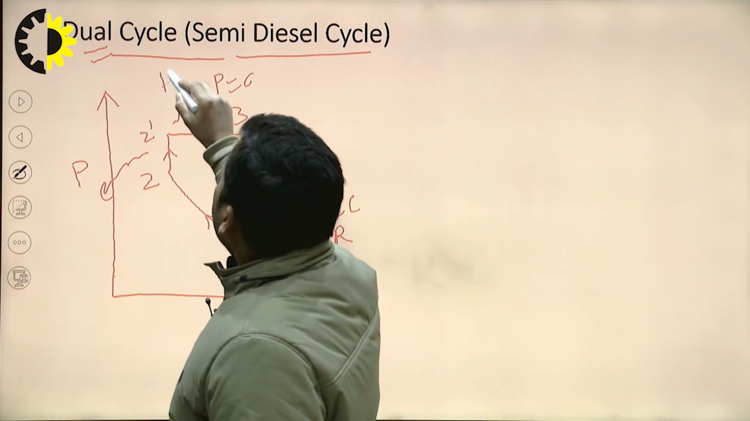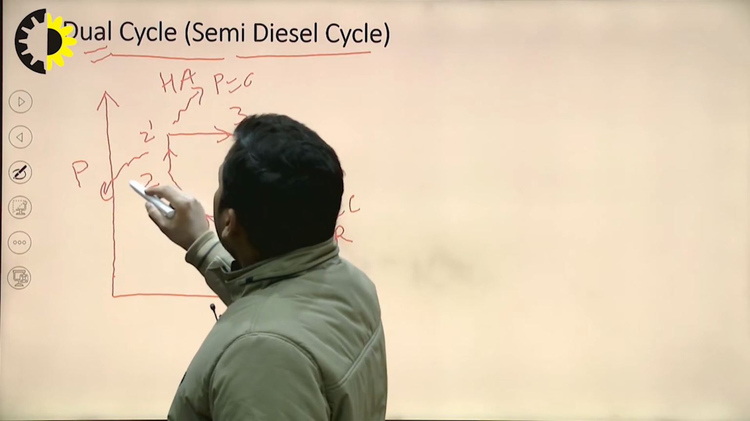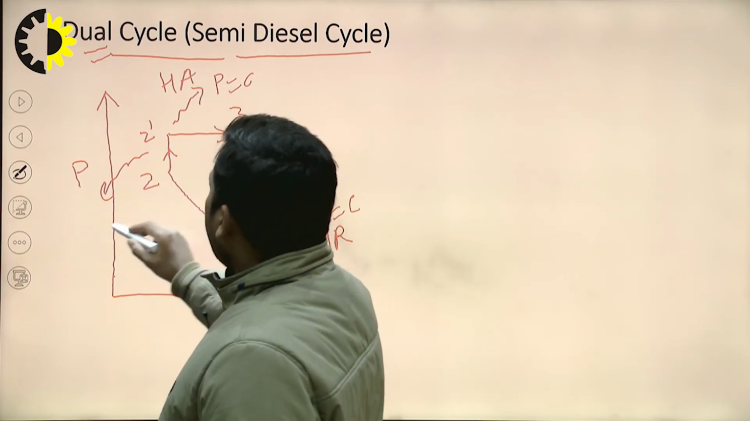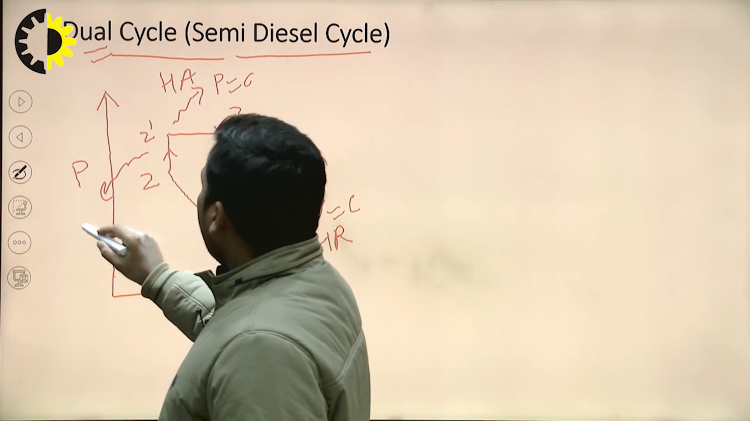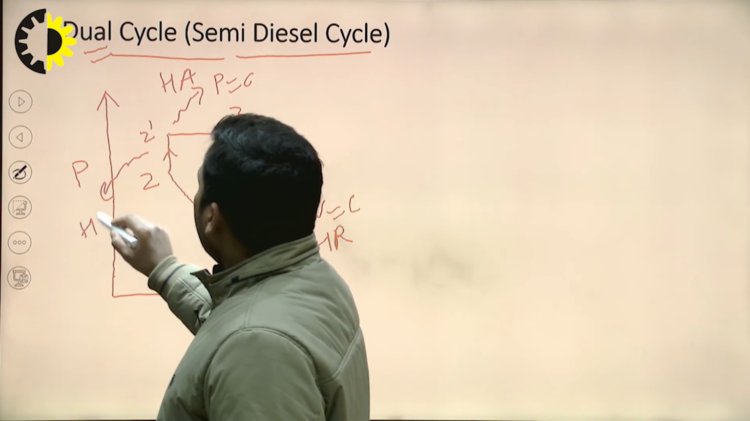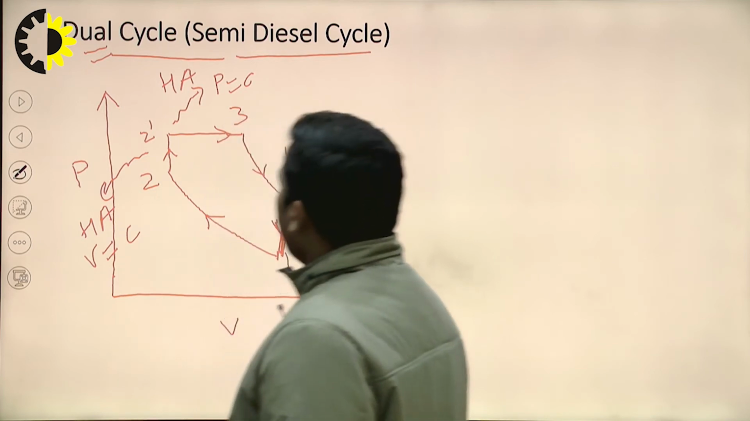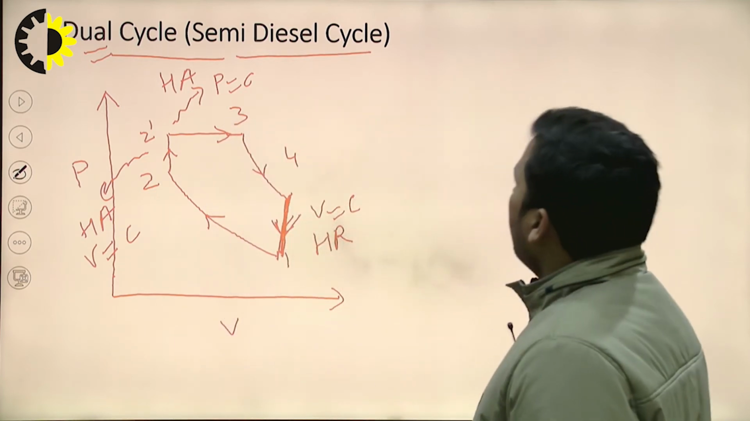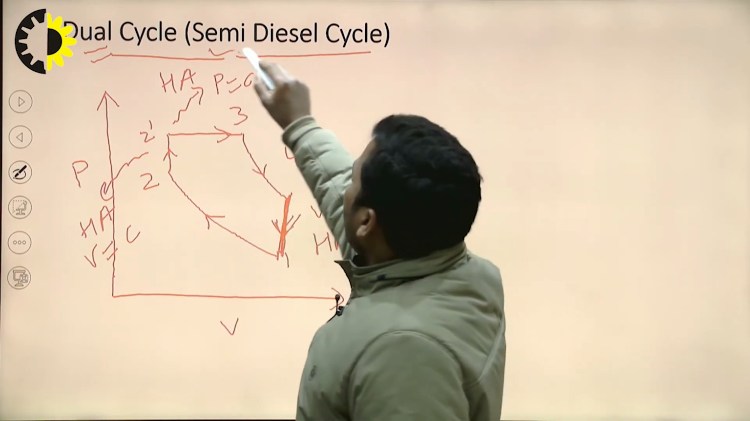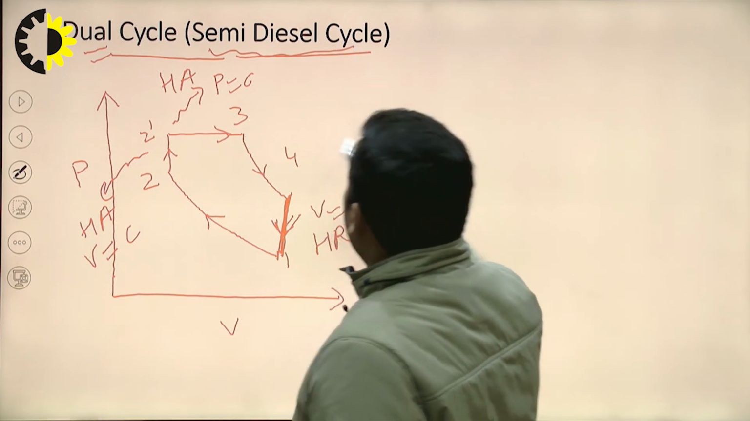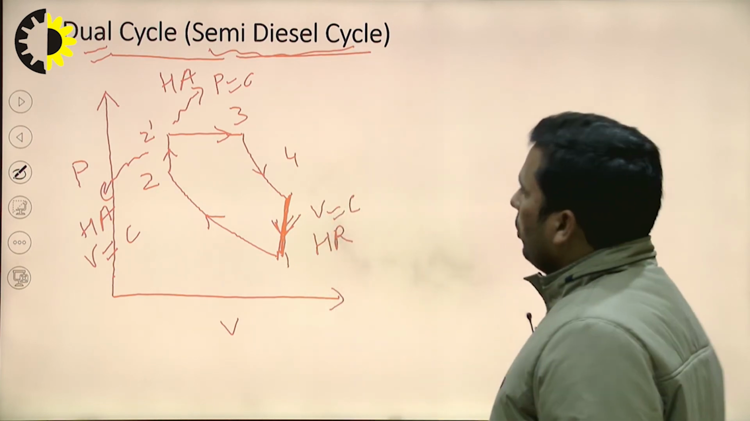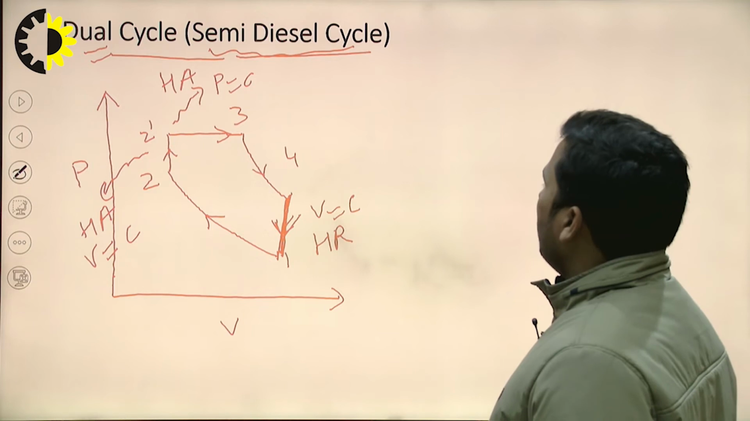So that's why it is known as dual cycle, because it has the properties of both Otto and diesel. So that's why it is known as dual combustion cycle. It is also known as semi-diesel cycle because the fuel used is diesel in case of the dual cycle. So that's why it is known as semi-diesel cycle.